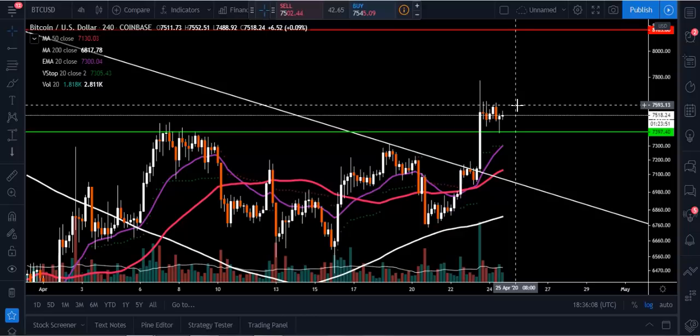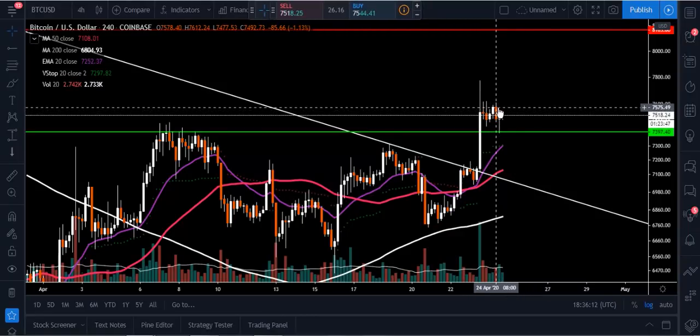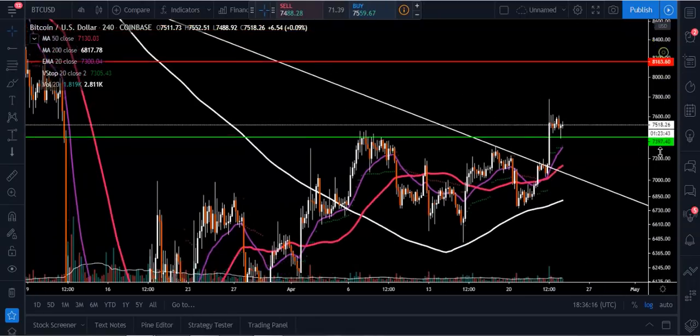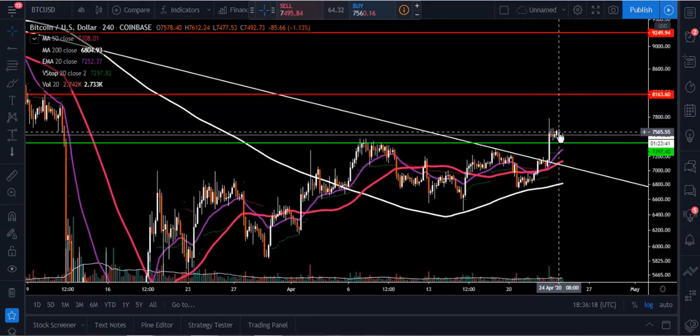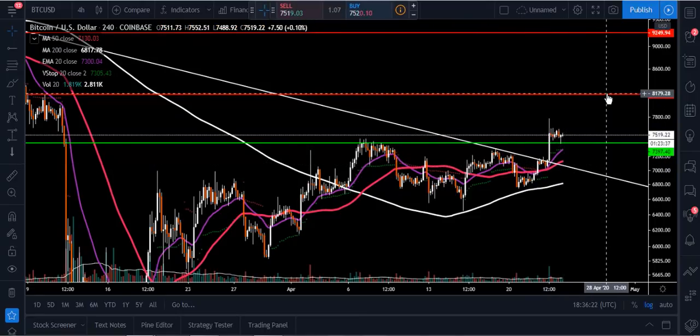So the next thing we need to get up above here is that $7,500, $7,600 where we previously were at. That's going to be important for us. But remember, whenever you break out of trend lines, about 50% of the time you can actually back test the area you broke out of before you move farther again.